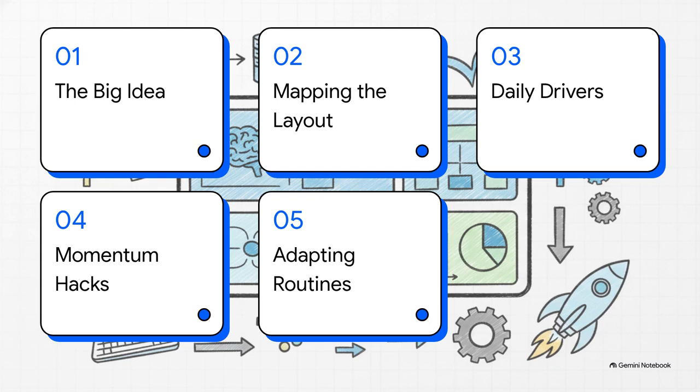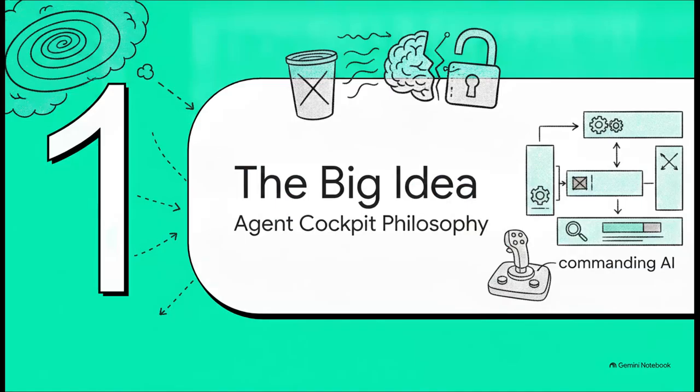So here's our flight path for today. 1, the big idea. 2, mapping the cockpit layout. 3, daily drivers and control. 4, momentum and creative hacks. And finally, 5, adapting the routines. Let's jump right in. Section 1, the big idea.